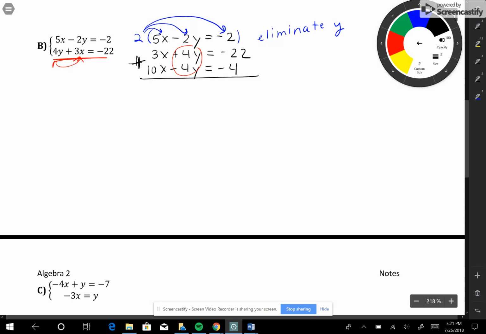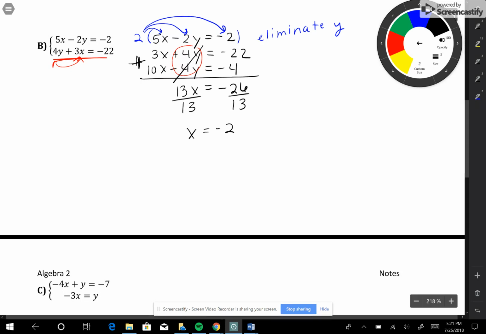So 3x plus 10x is 13x. 4y minus 4y cancels. Negative 22 and a negative 4 gives you negative 26. Finally, divide by 13. Negative 26 divided by 13 is negative 2. We decide which equation we want to use to plug this back into.